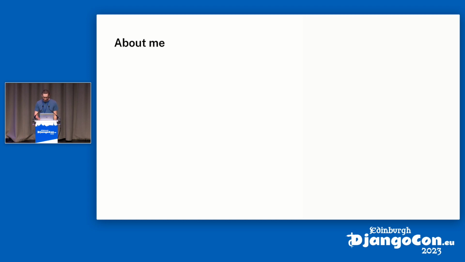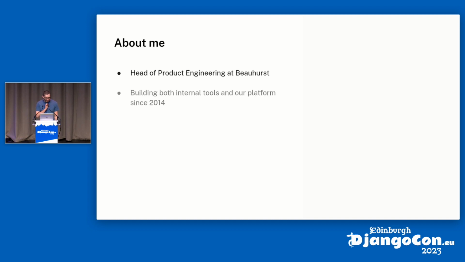About me, my name's Alex. I'm the head of product engineering at Bowhurst. I've been building both internal tools at the company and the platform that we actually sell to our subscribers since 2014. And Django is really at the core of absolutely everything that we do. All of our platform is based around Django. All of the work we do is in Python, so it's a real big part of everything that we build.